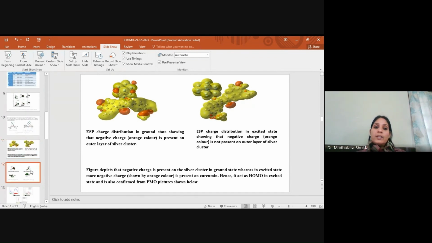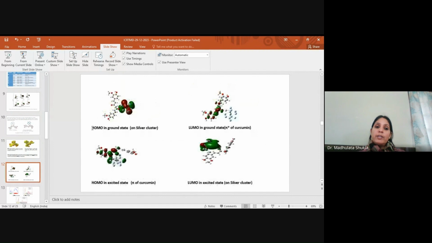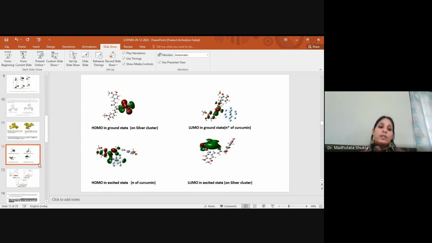So this is for the HOMO. Here we have seen that the HOMO in the ground state is present on the curcumin silver cluster, whereas the LUMO is on curcumin. Whereas in the excited state, we see that the pi star of the curcumin is behaving as the HOMO, whereas the Ag silver cluster acts as the LUMO here. Means electron charges are present mainly here only.